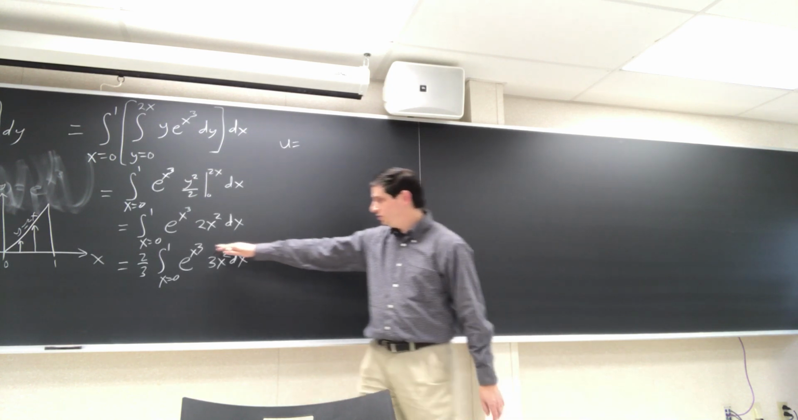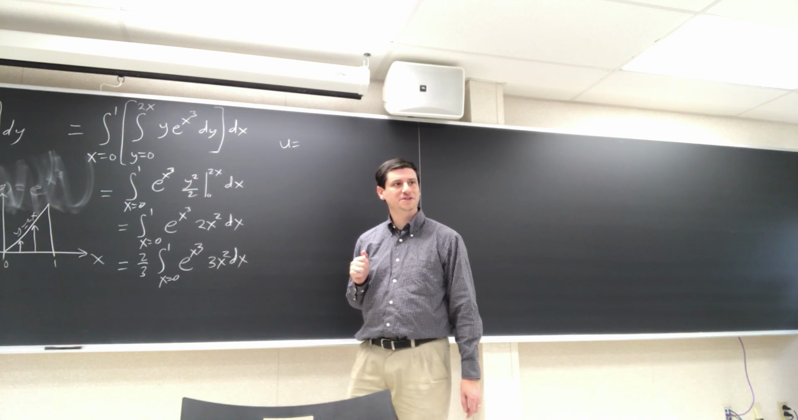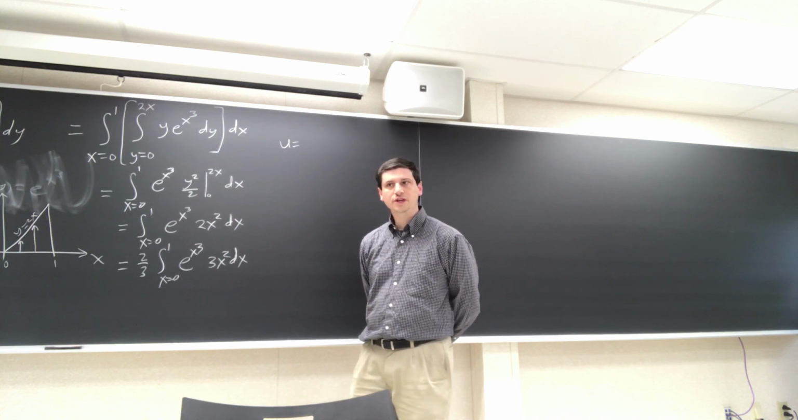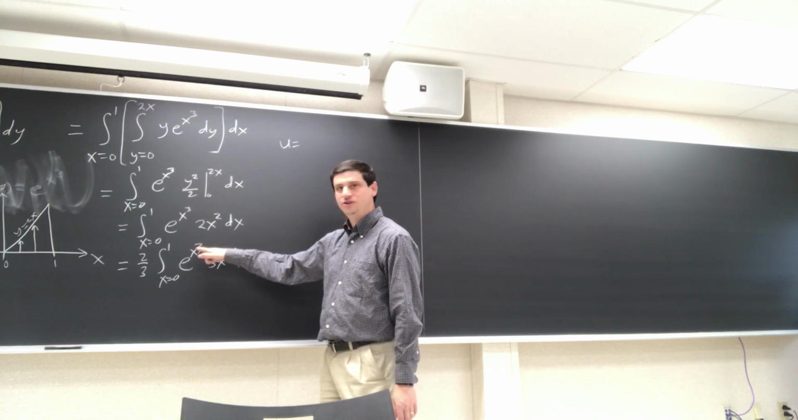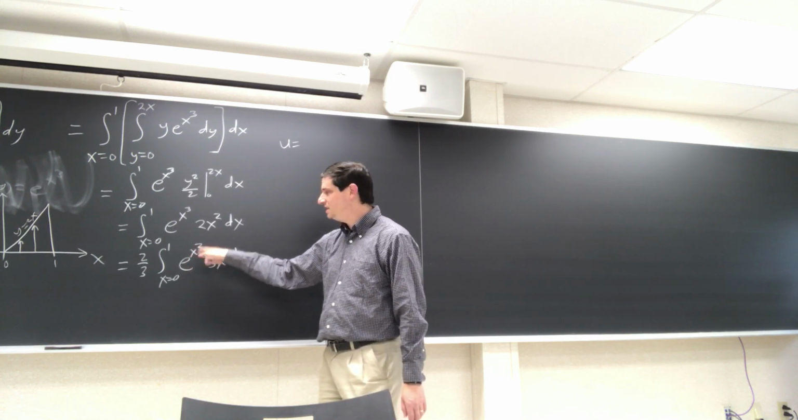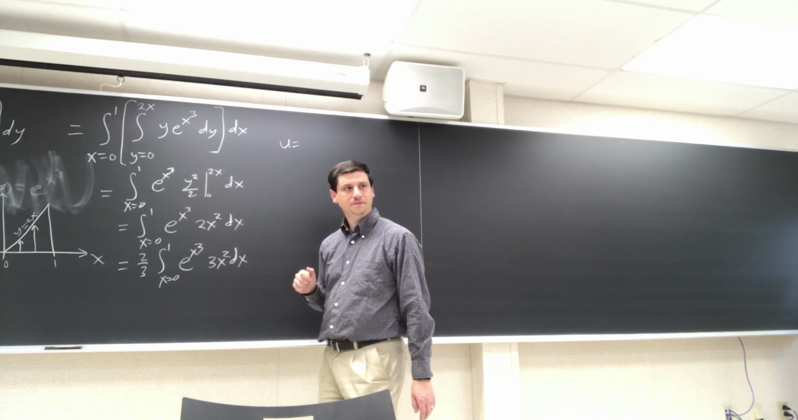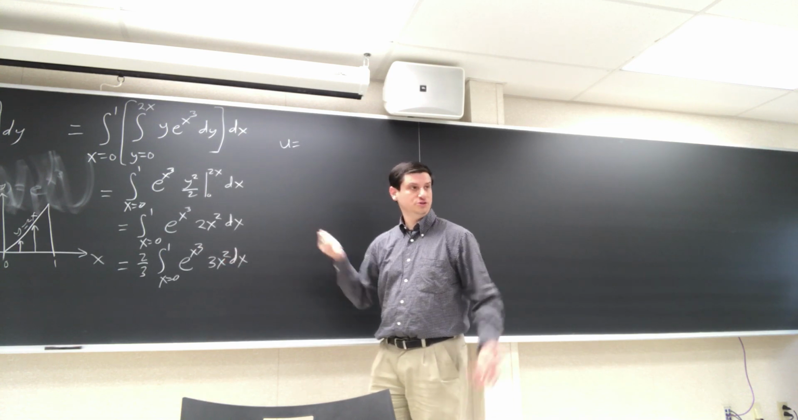So one is u is x cubed. What's the other way? Yes? E to the x cubed. Yeah, the other one could be e to the x cubed. So we could try that. One of the ways is not going to work as well. If we tried u was e to the x cubed, then its derivative would be e to the x cubed 3x squared dx. So in fact, we would just have du. So it does work actually.